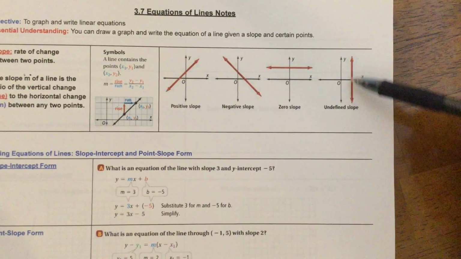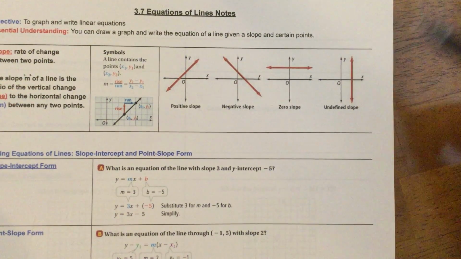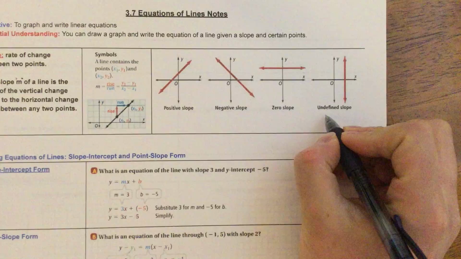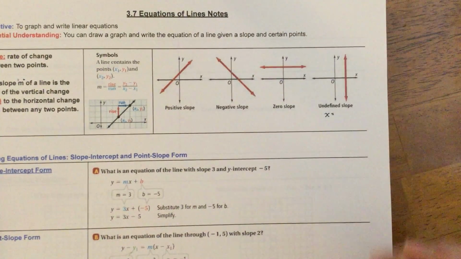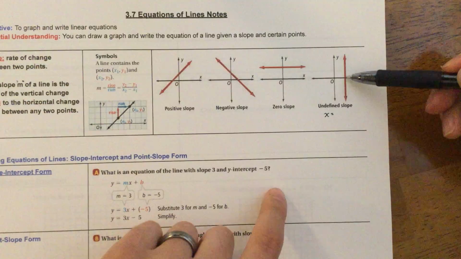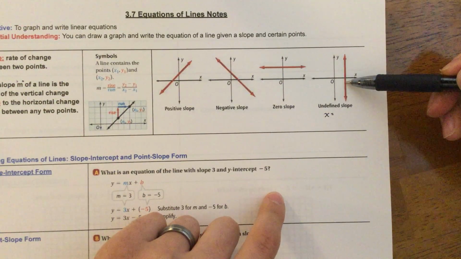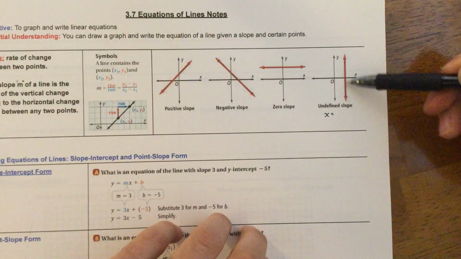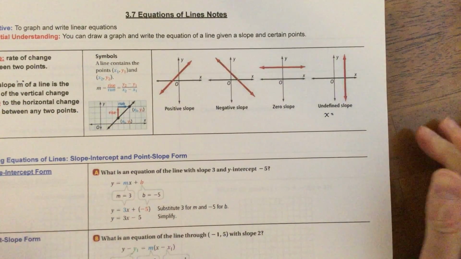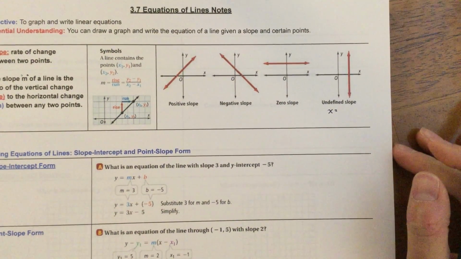And undefined means it is vertical, right? This one is the only one that is in the form x is equal to for our equation. The rest are all y is equal to, because in this one, the x value never changes, right? There's an infinite number of y values or solutions, but the x value will never change. A little side note there.